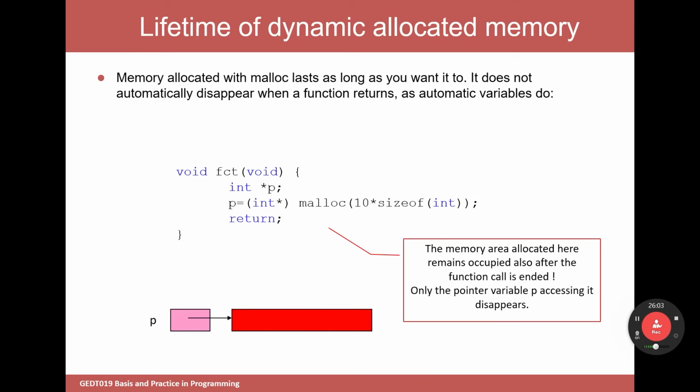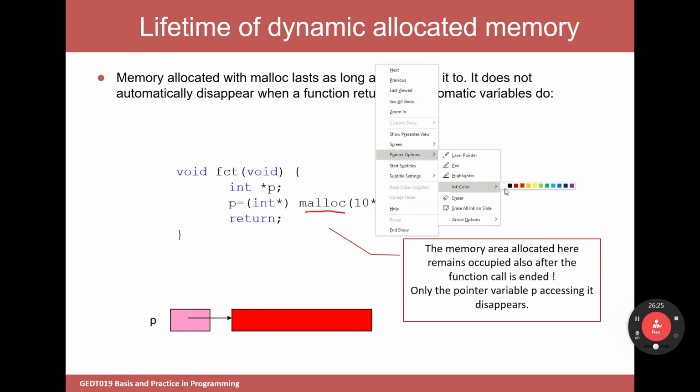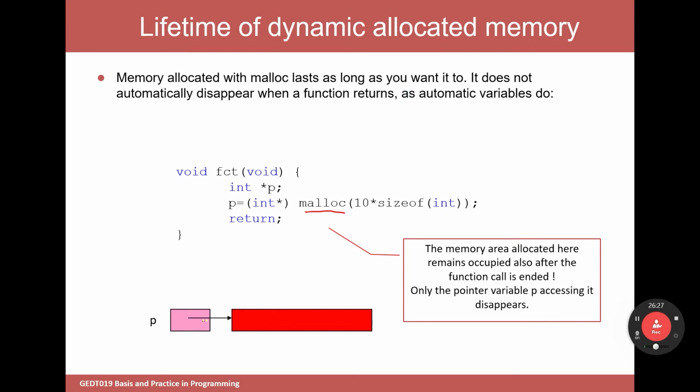Okay, now one point I want to mention here. When you have a function, and in this function you are reserving some memory, for example 10 elements, and each element is one integer. So you are reserving an array of 10 elements, okay? Here, 1, 2, 3, 4. Then you do some job in this area.